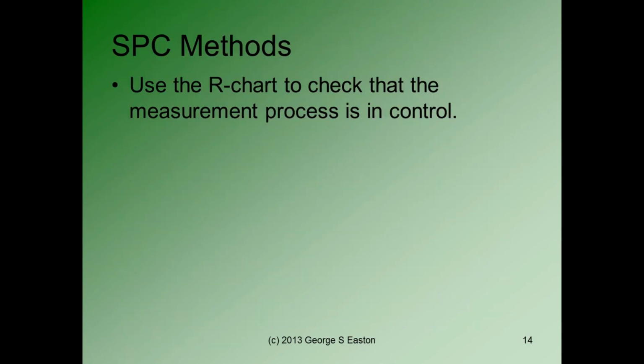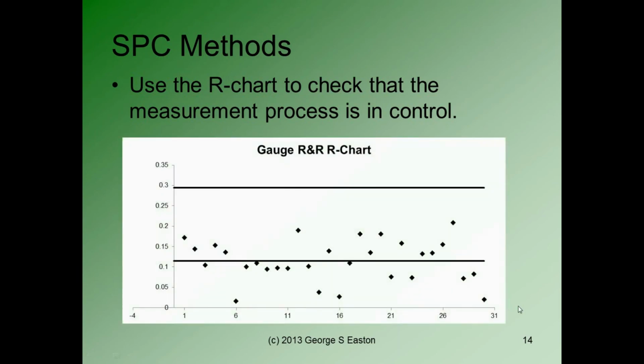Now, when you use this SPC method, you might as well go ahead and make the R chart and check that the measurement process is in control. So here is the R chart based on the ranges. And the ranges, again, only reflect the measurement error. And as you can see, all of these points are inside the upper control limit, so the measuring process appears to be in control.